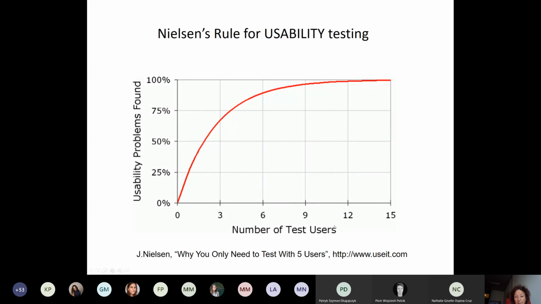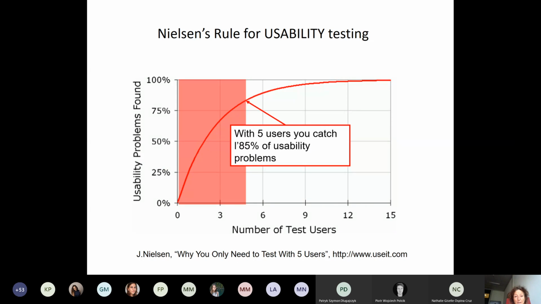So this provocative statement, you only need to test with 5 users, which is here, could be an indication. The crucial usability problems can be unveiled with 5 users. That is the reason why, if you want to do the usability test of your website, I suggest to use 5 users. You can use more, but at least 5. And that is the visualization of what I've said.